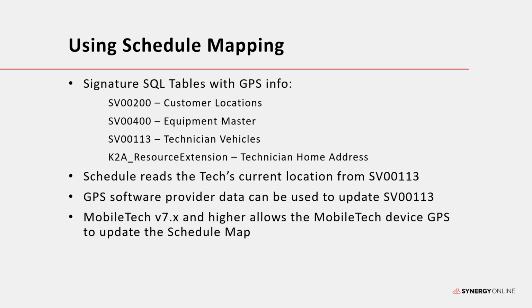So keep in mind that schedule reads the technician's current location from the vehicles table. And there's a way to update that. We'll get into the details in a bit, but that can be updated from MobileTech if you have MobileTech version 7 or higher. We can also use your GPS software provider's data to update that vehicles table. That way your dispatchers will be able to view in real time truck movement throughout the day using the schedule map.